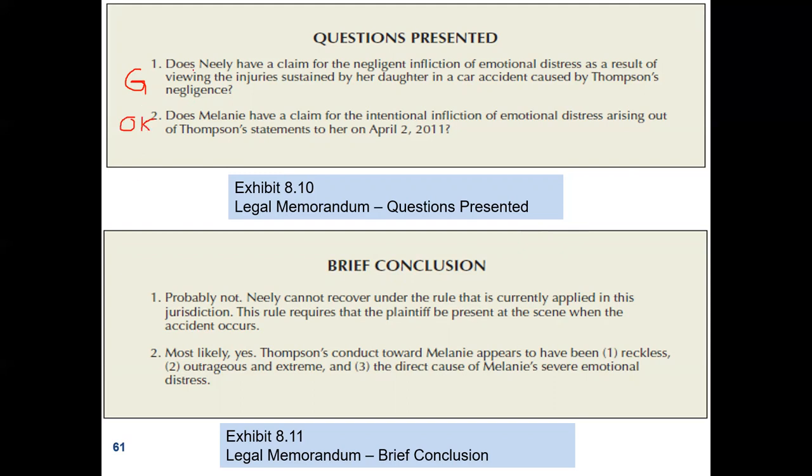And you can see we list both questions together, and then we have our brief answers or brief conclusion. And then we answer one and two. We want our answers to be short, two or three, maybe four sentences. And we want to have a very clear answer. Ideally, yes or no. These are pretty clear though, probably not, most likely yes. What you don't want to have is, it depends, or I can't tell you yet. That's not an answer. So if you need to give yourself a bit of wiggle room, okay, but try to limit yourself as much as possible.